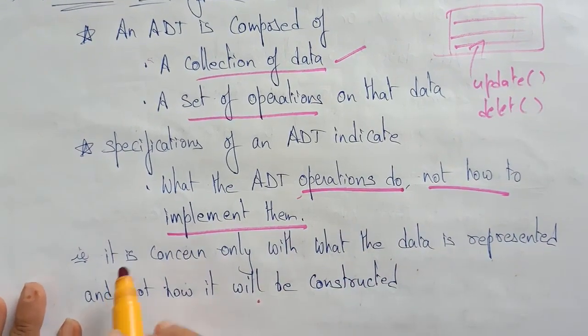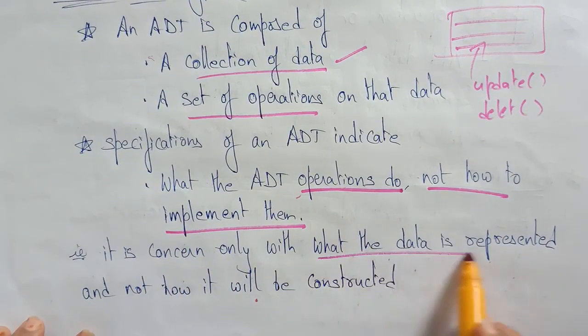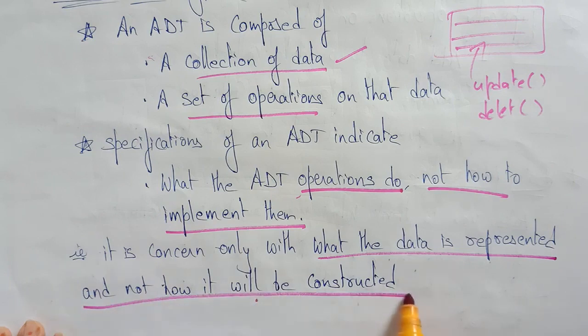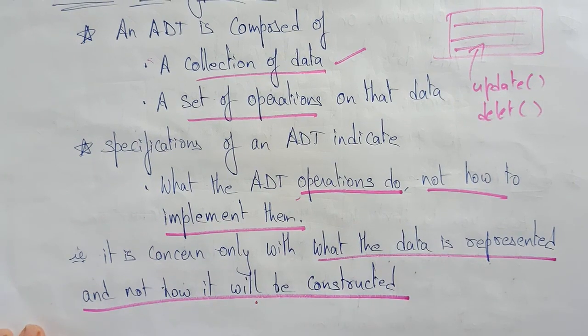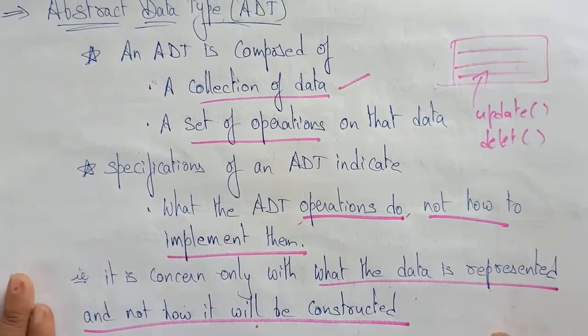It is concerned only with what data is represented and not how it will be constructed. Only what data is represented is important. That is the abstract data type. Exactly whatever you are able to use and see, that is the abstract data type. So an abstract data type can be used independently. You can work on it independently, and here it is not explaining how it will be constructed. That's it.